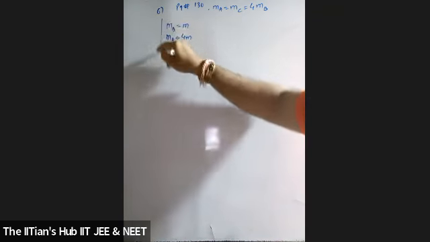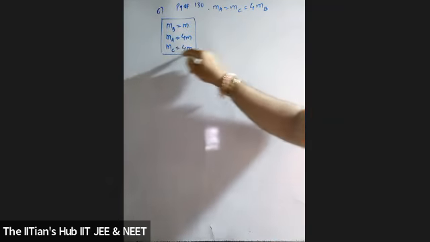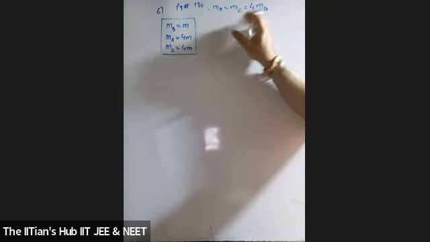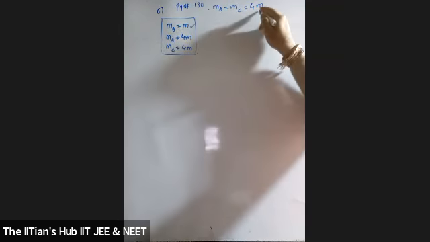Students, now your vision should be all the time over here. Is that clear, students? Mass of A is equal to mass of C, which is equal to 4 times mass of B. Mass of B I have taken as M, students. So this will be 4M.